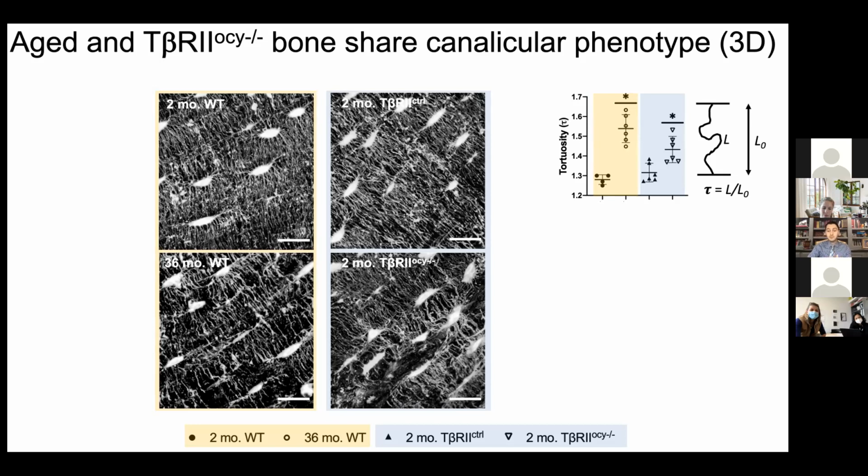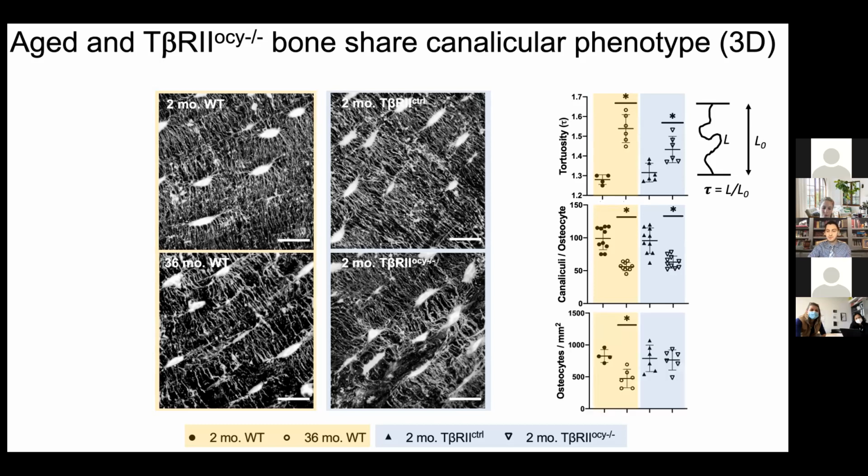And this is increased in these degenerative models. We're also able to assay canaliculi per osteocyte in 3D, which shows again reductions in our models. And then we can actually count osteocyte cell bodies, which interestingly, we only saw losses in the aging models. And this is consistent with previous analyses of the TGFBR2 mice that don't show losses to osteocyte cell bodies.